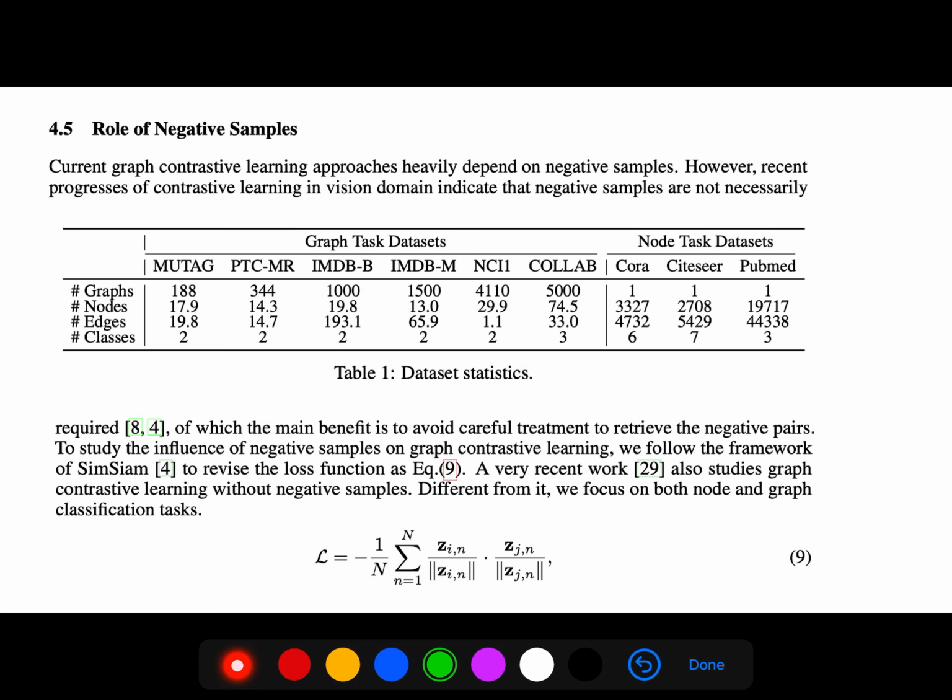So these are the datasets that they use for graph classification, like NCI1, MUTAG. And for node classification, they use these simple datasets: Cora, CiteSeer, and PubMed. PubMed is harder than CiteSeer. CiteSeer is harder than Cora. Even if you look at the node, you understand something. So we focus on both node and graph classification.